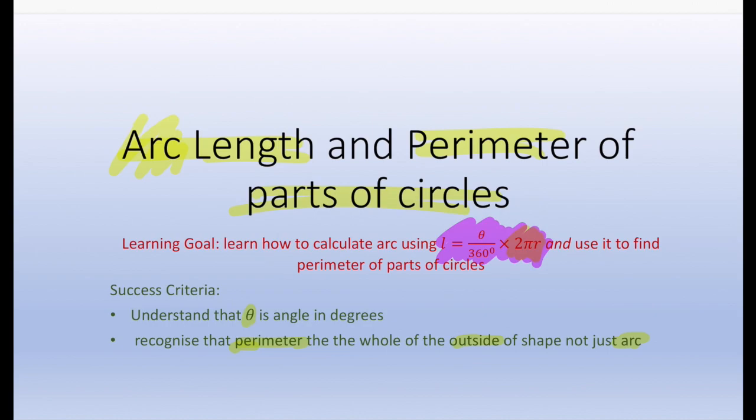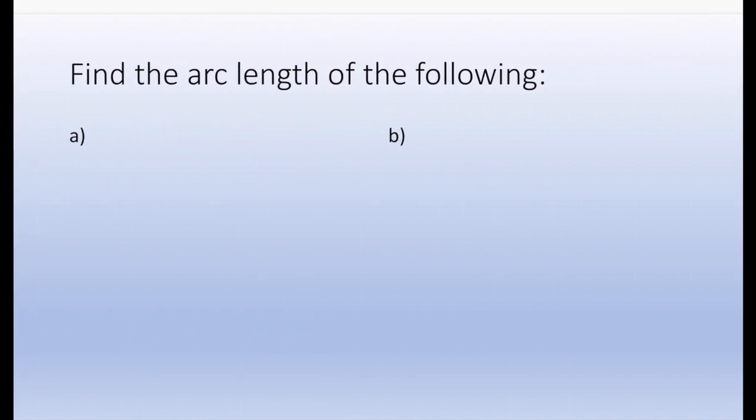So make sure you write the title, learning goal, success criteria, and off we go. All right, so we're going to find the arc length of the following. Now, I need to draw this out. So we've got an arc here, and let's say we've got a thing here, and let's do this as 30 degrees, all right? So what I want to do is find the arc length of this one here.